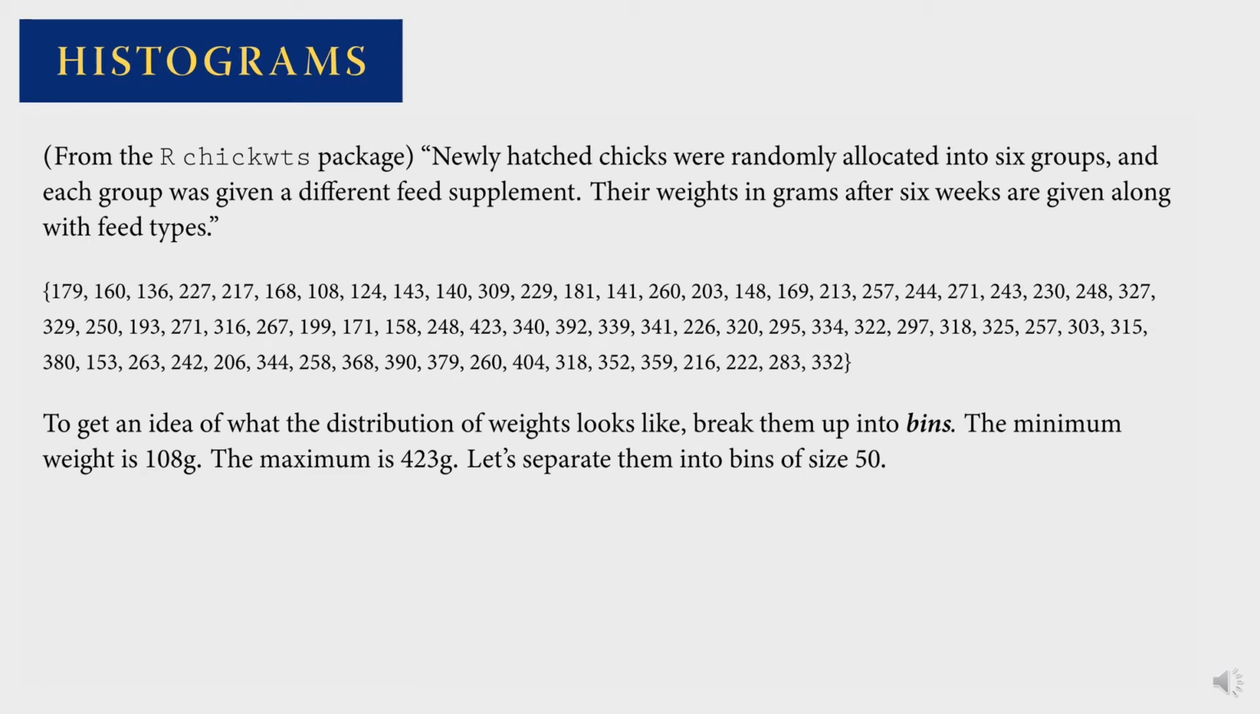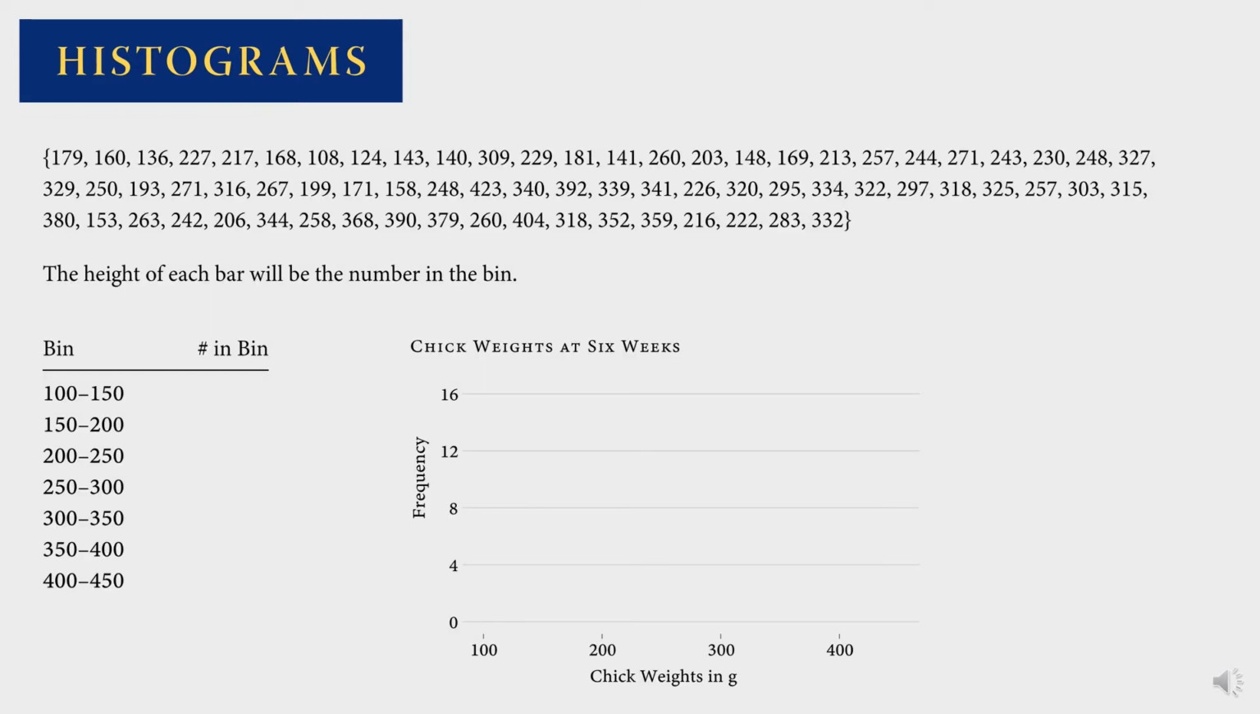We draw a histogram by putting data into bins. Here we have a data set of 71 chicken weights. They range from 108 grams to 423 grams. What I'll do is break up this range into bins and put the data into them. I'll make 7 bins of size 50 ranging from 100 to 450. Here are the bins. The histogram consists of bars whose heights correspond to the numbers of elements in the bins.